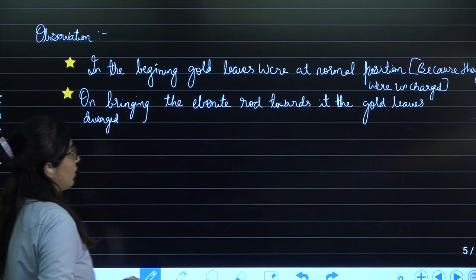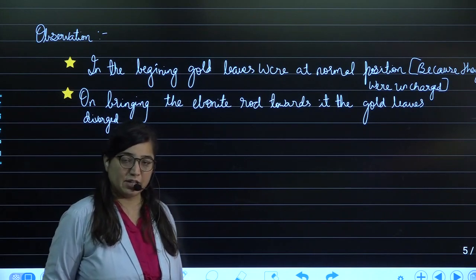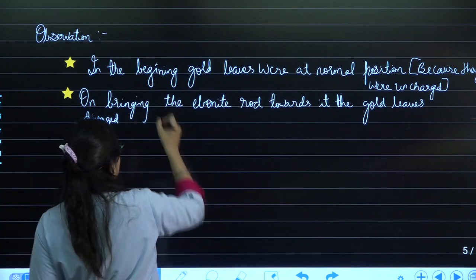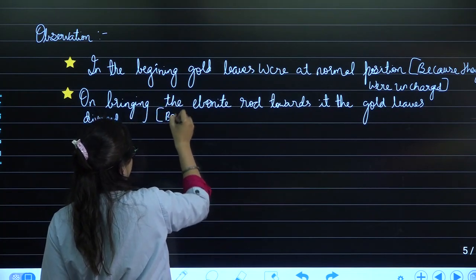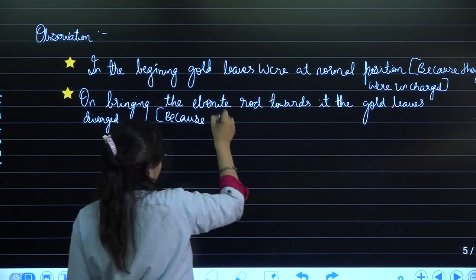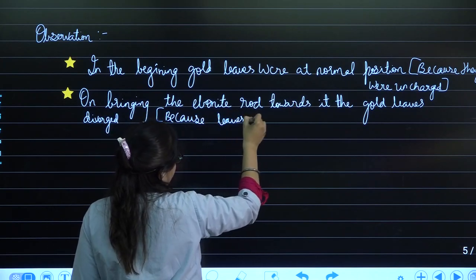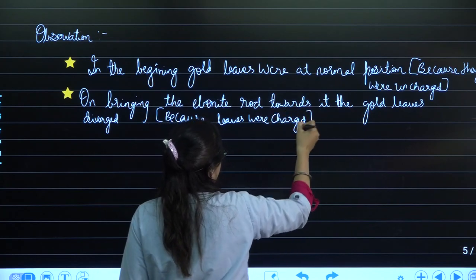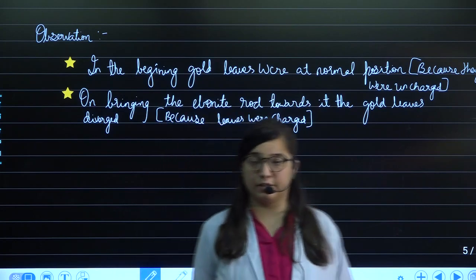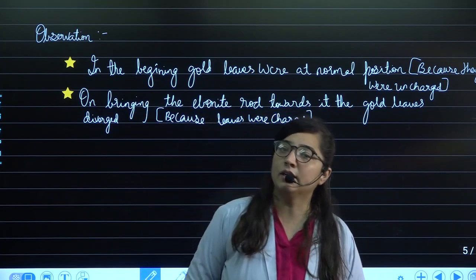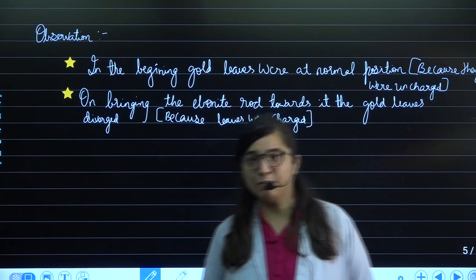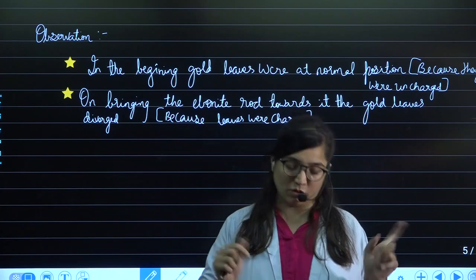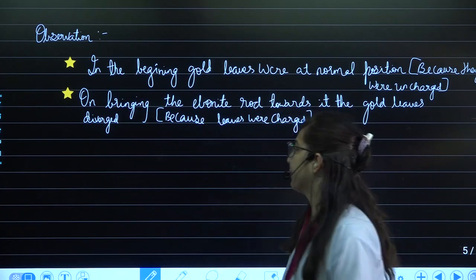Why did this happen? Because the gold leaves got charged when the ebonite rod was brought near it. So this happened because the leaves were charged. Next, on placing the finger at the metallic disc, the leaves came into their original position. Why did this happen? Because through our body, all the charge was transferred to the earth.